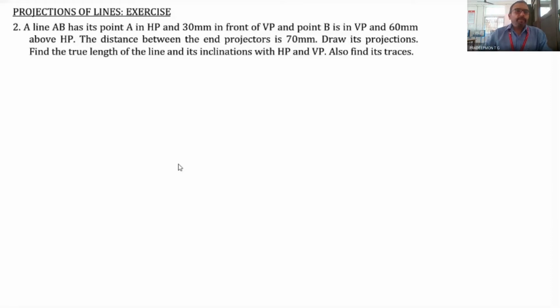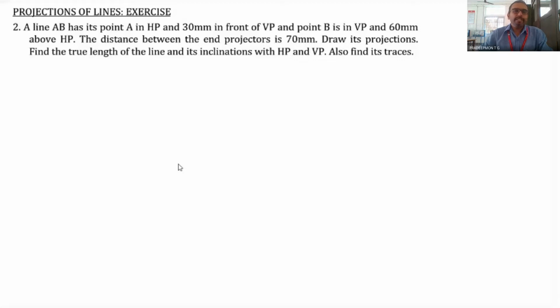Okay. So the question is, a line AB has its point A in HP and 30 millimeter in front of VP, and point B is in VP and 60 millimeter above HP. The distance between the end projectors is 70 millimeter. Draw its projections. Find the true length of the line and its inclinations with the HP and VP. Also find its traces. This is the question.